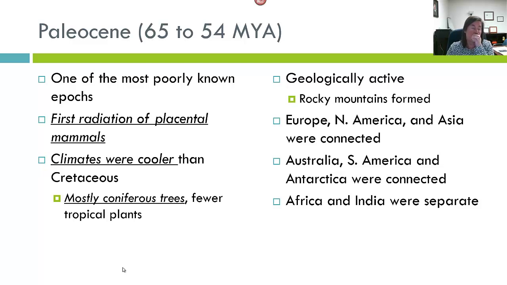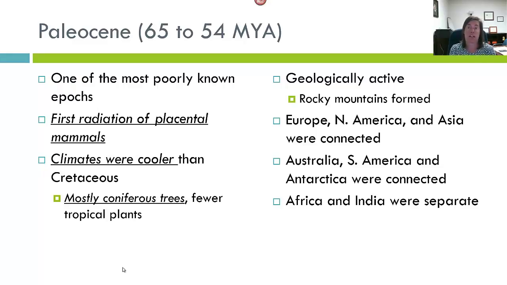Geologically, the Paleocene was a very, very active epoch in Earth history, and it's marked by the rise of several different mountain groups. It was during this epoch that the Rocky Mountains actually were formed.